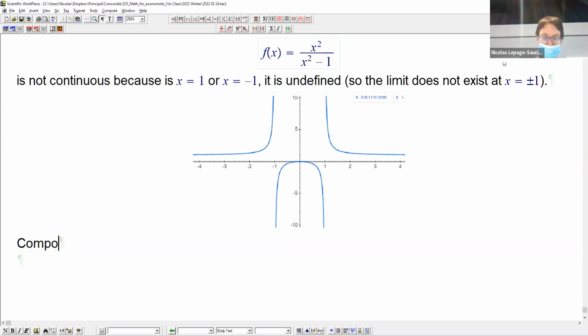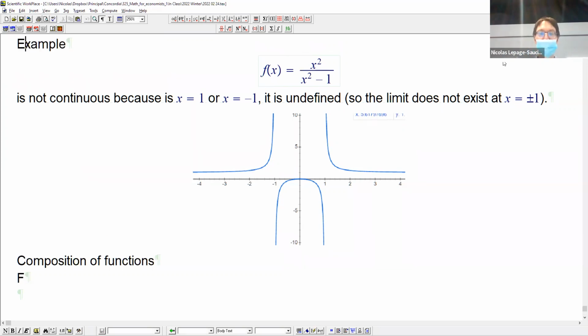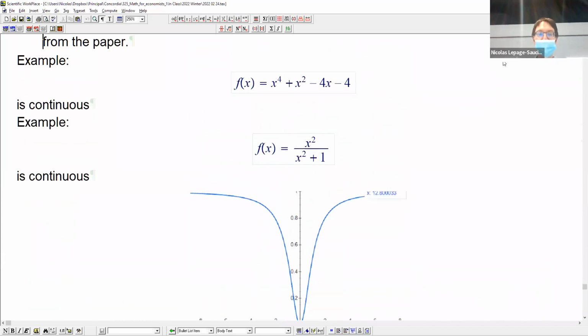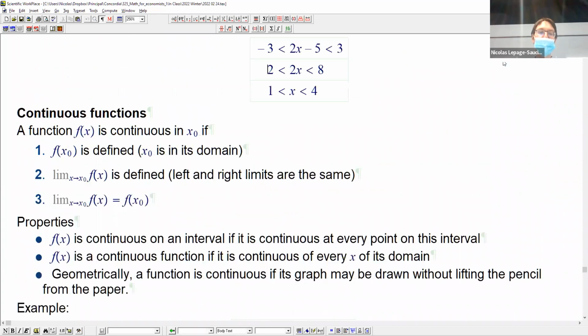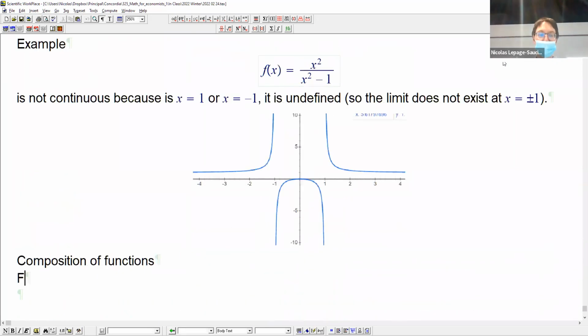Compositions of functions. So that's something that was a theme that was going on everywhere. So what's going on there? What can I do with the functions?